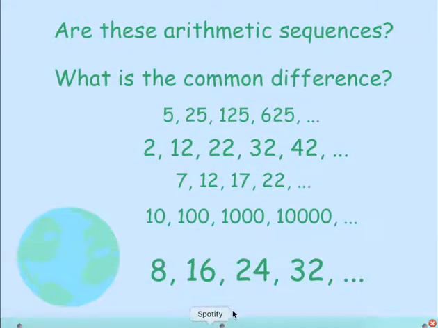Are these arithmetic? Well, what is the common difference? In this one, 25 minus 5, that's 20. 125 minus 25, that's 100, so we have no common difference. 2 to 12 to 22 to 32, we are adding 10 each time, so that's arithmetic. 7, 12, 17, 22, we're adding 5 each time, so that's arithmetic. 10, 100, 1,000, 10,000, well, we're adding a 0, but that means we're actually multiplying by 10, which means we don't have a common difference. This is not arithmetic. And last one, 8, 16, 24, 32, we're adding 8, which is arithmetic.